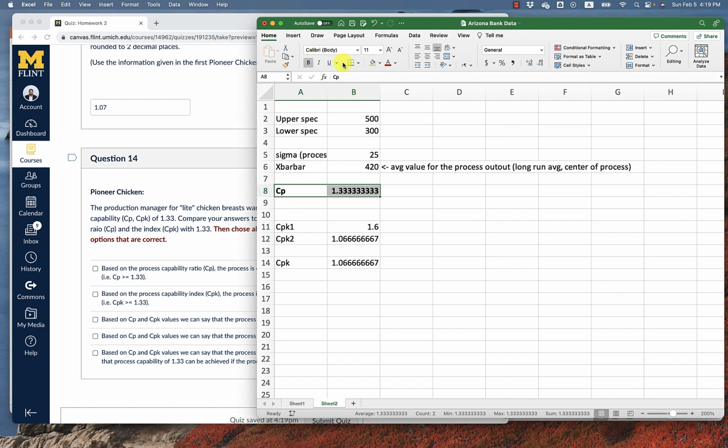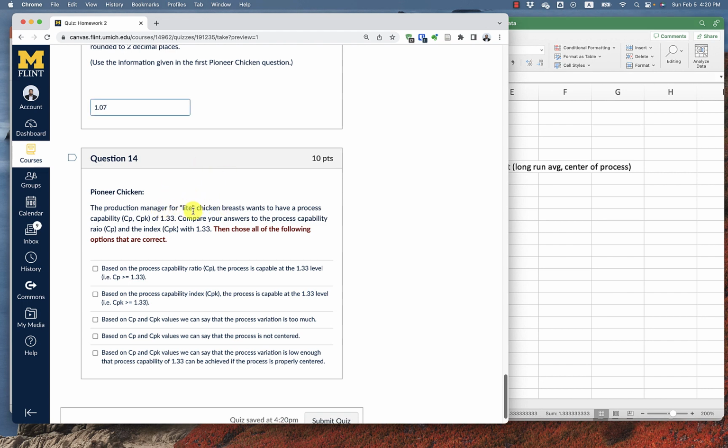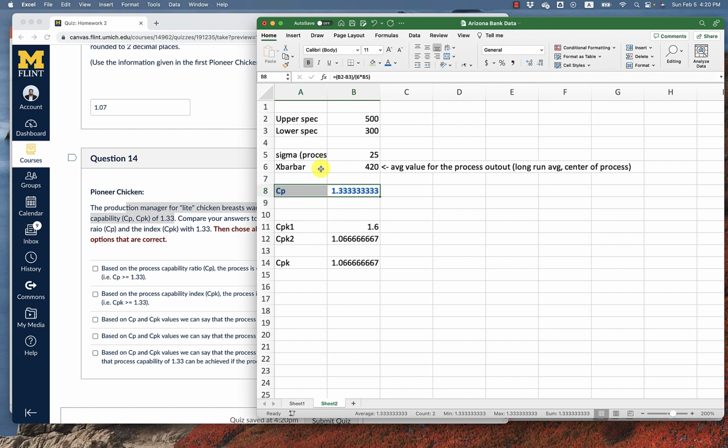Our CP was 1.33, which is fine, because it says the production manager wants to have a process capability of 1.33. They want CP to be 1.33. So on CP we are fine. We do meet that standard, but on CPK we are not fine, because this one is below 1.33. So what does that mean?